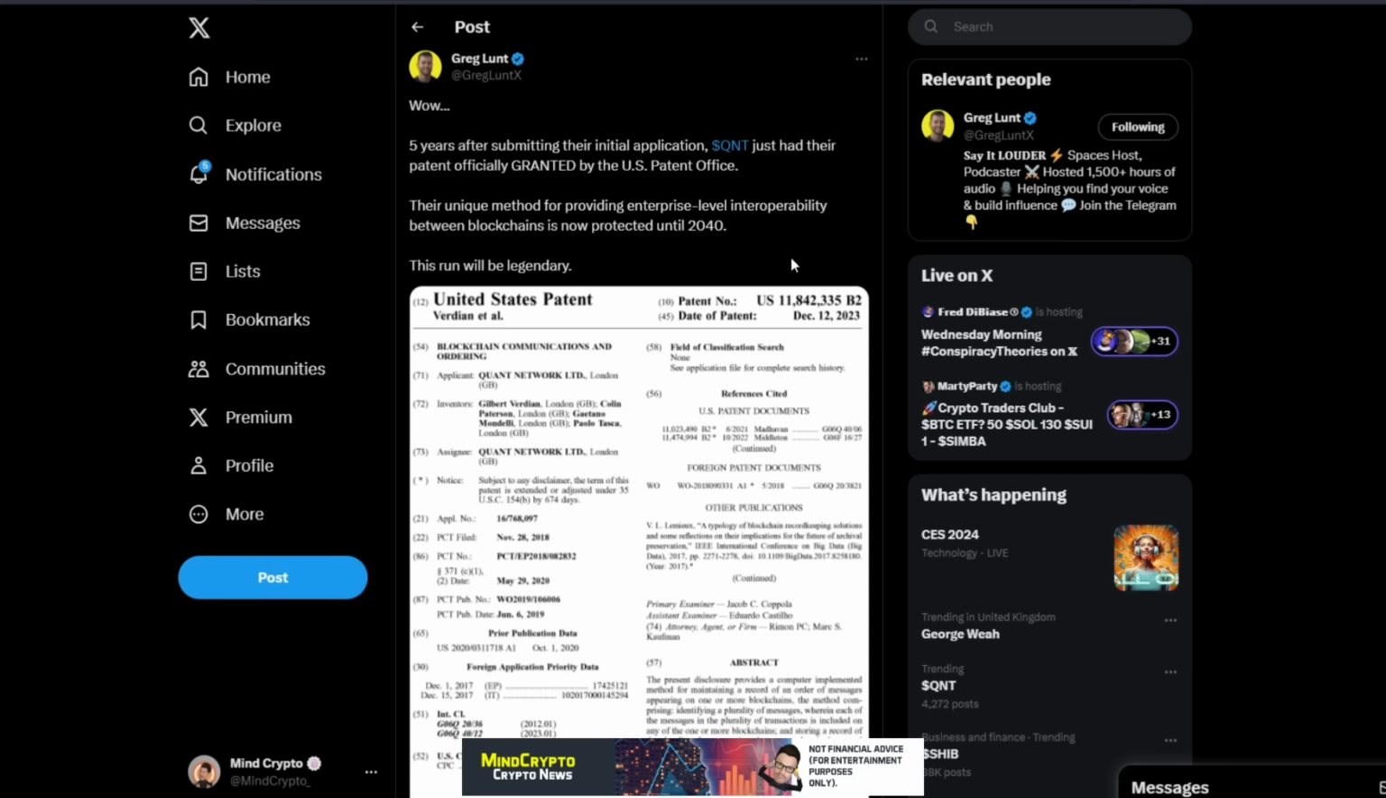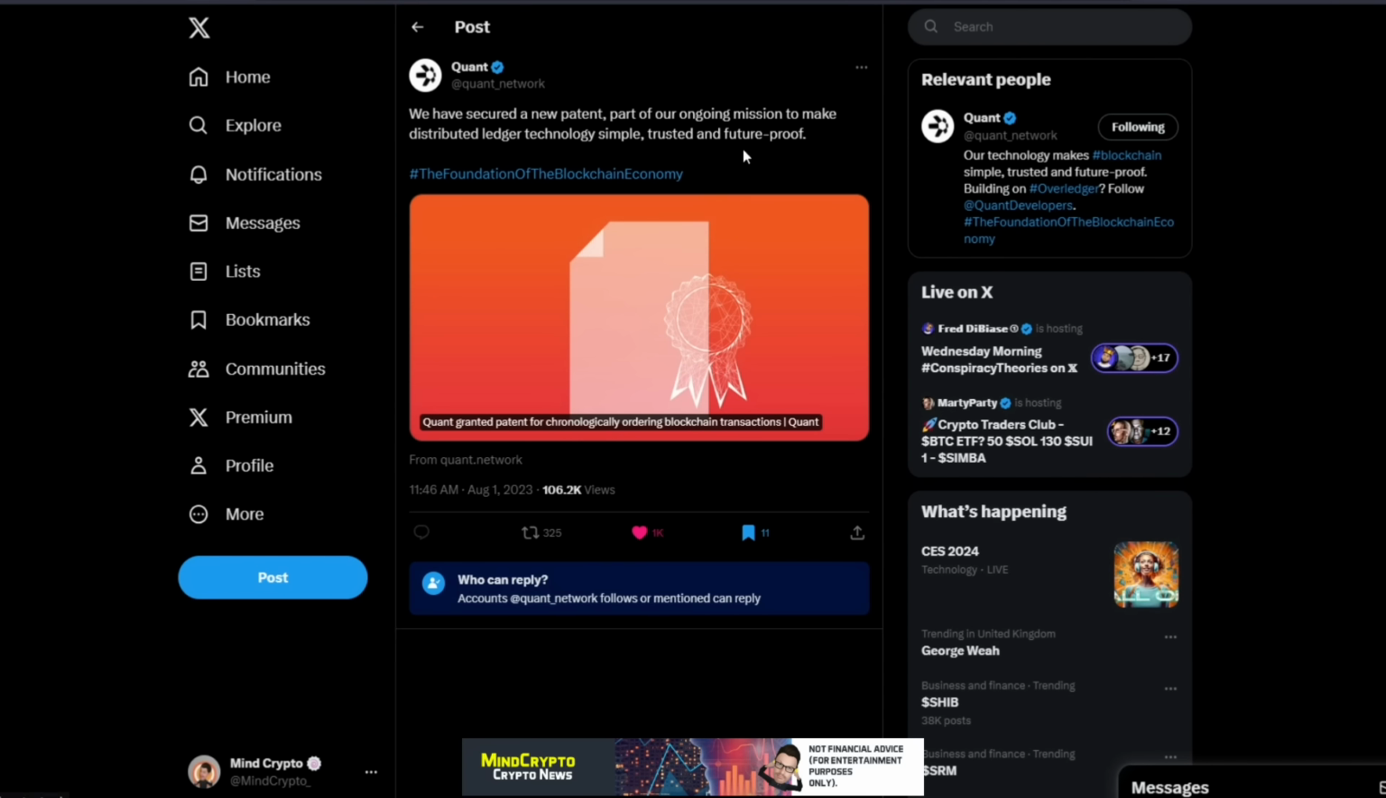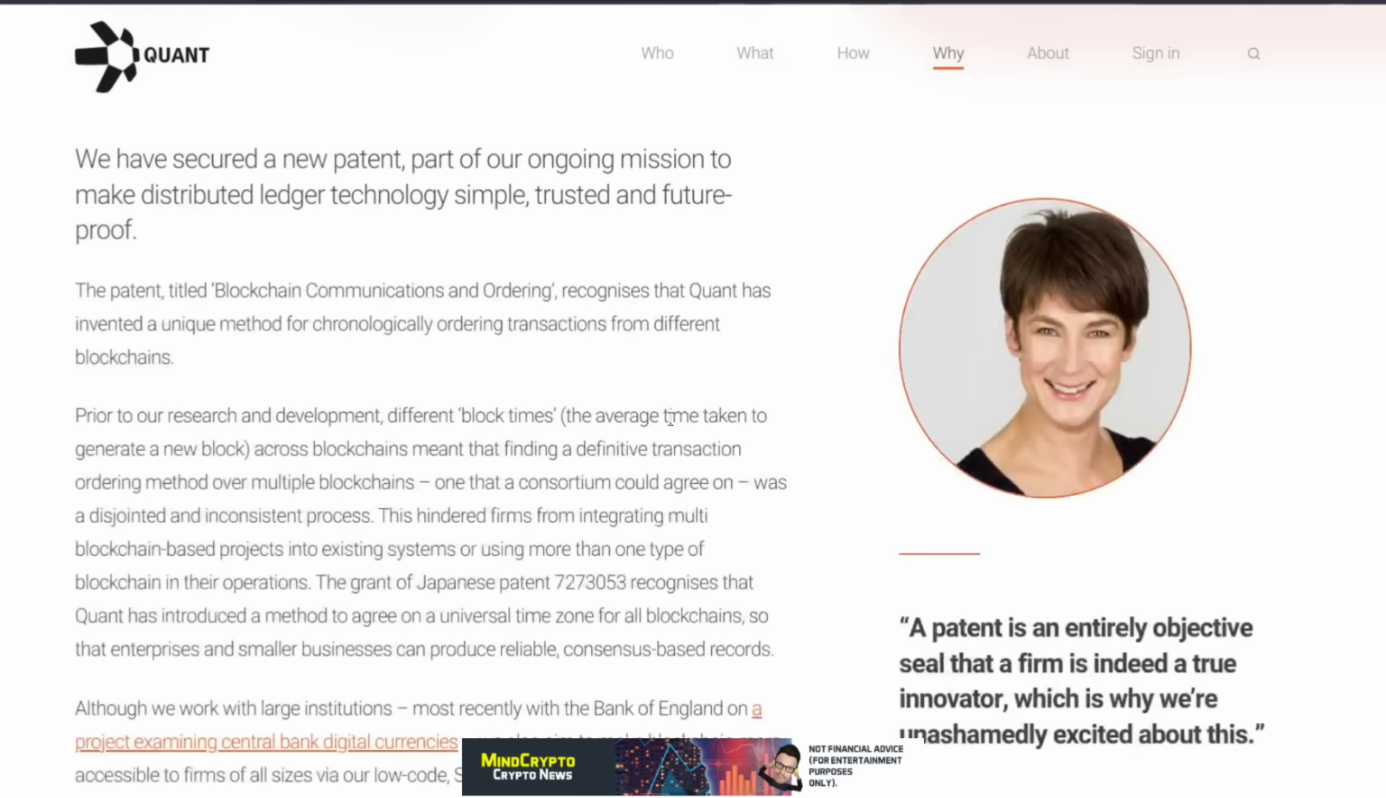Will it take another 5 years for everything to progress the way in which a lot of us actually believe in this project? And I certainly do too. That's why I will keep holding it. And as we can see here, Quant: we've secured a new patent, part of our ongoing mission to make distributed ledger technology simple, trusted, and future-proof. And we can see on their website, down here, we have secured a new patent, part of our ongoing mission to make distributed ledger technology simple, trusted, and future-proof.